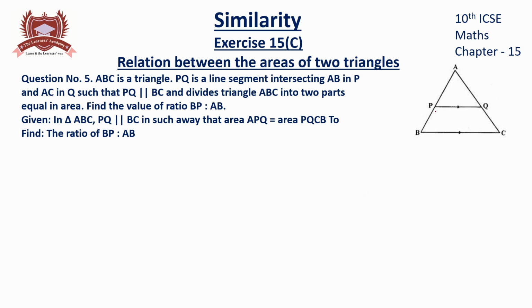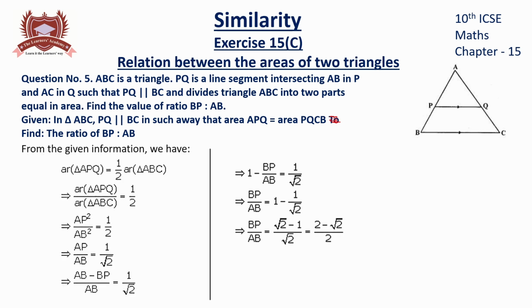BP is to AB, ये important है क्योंकि बेसिक प्रोपोर्शनैलिटी थ्योरम में it gives AP is to PB, तो इधर AB पूरा पकड़ना है अपने को. So what is given? PQ is parallel to BC in such a way that area of APQ and area of the quadrilateral PQCB, so the areas are equal. तो ये ट्राइंगल का एरिया और ये ट्रेपीजियम का एरिया आर इक्वल. Now we have to find the ratio of BP is to AB.